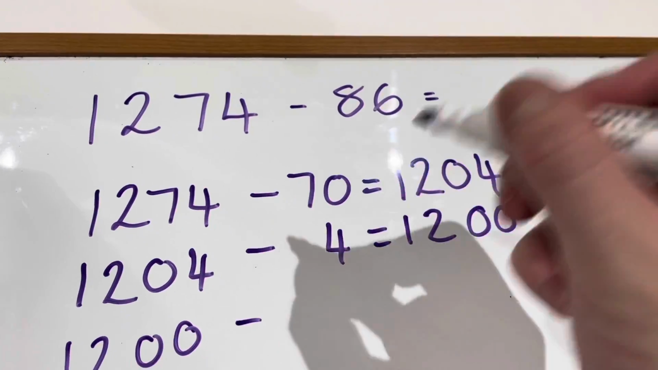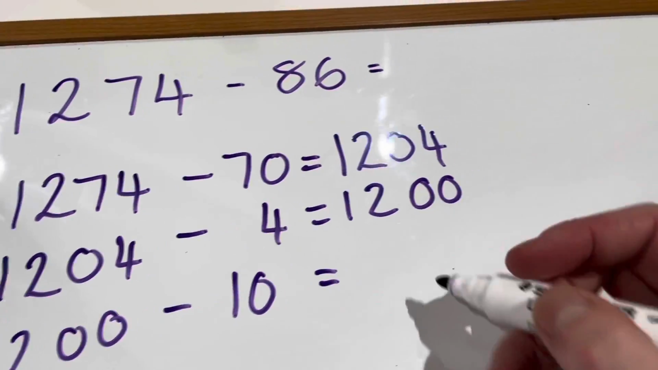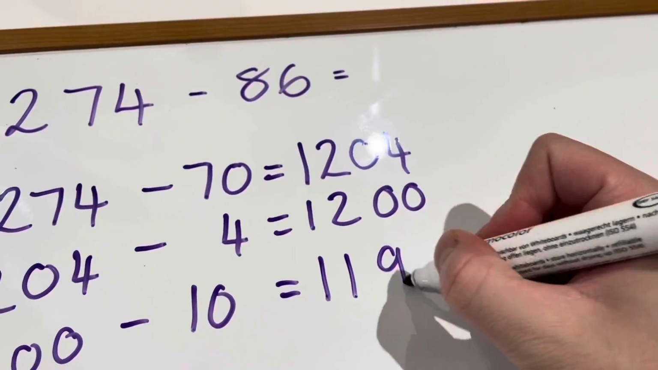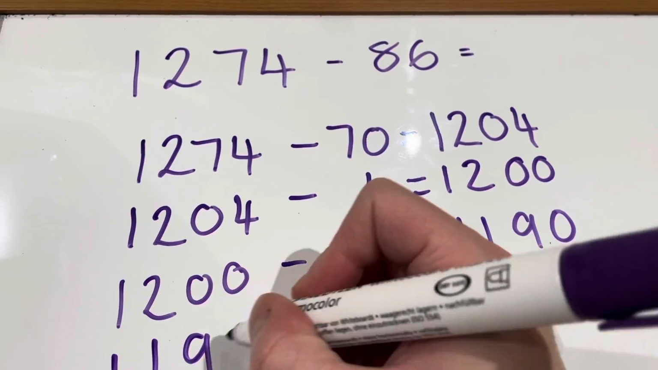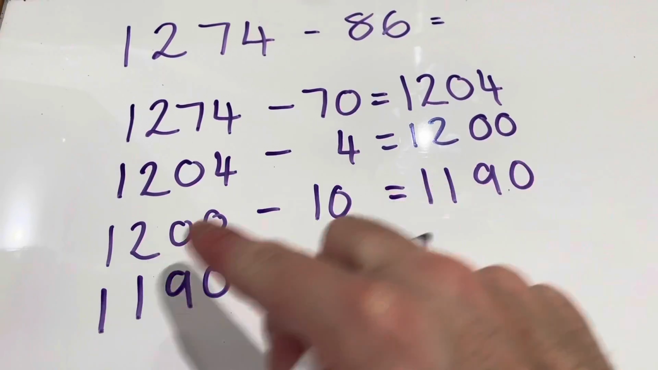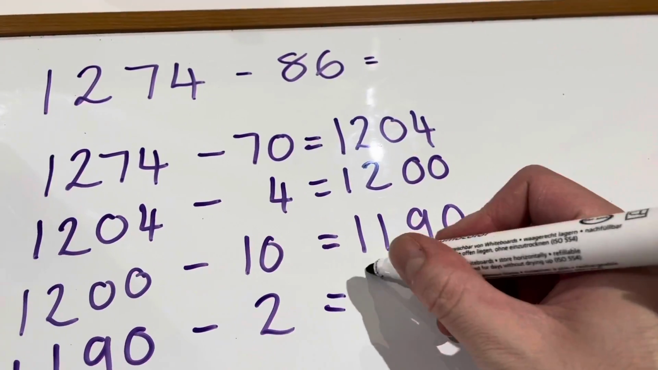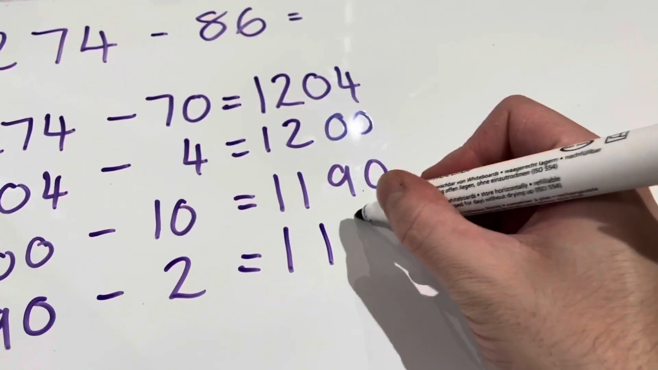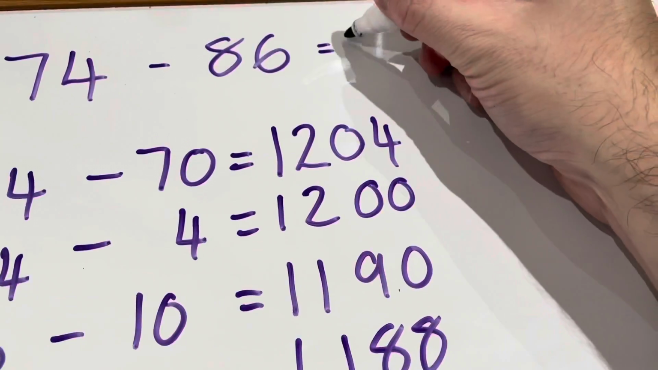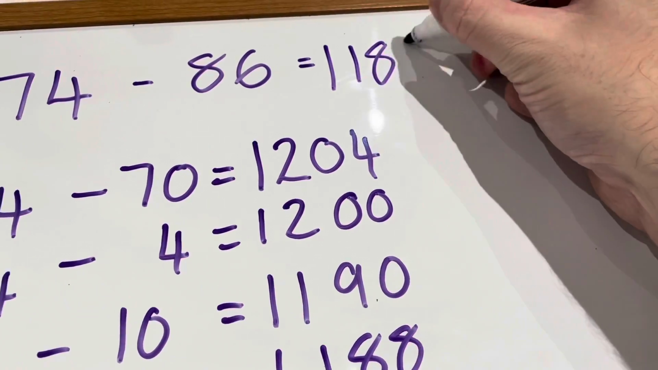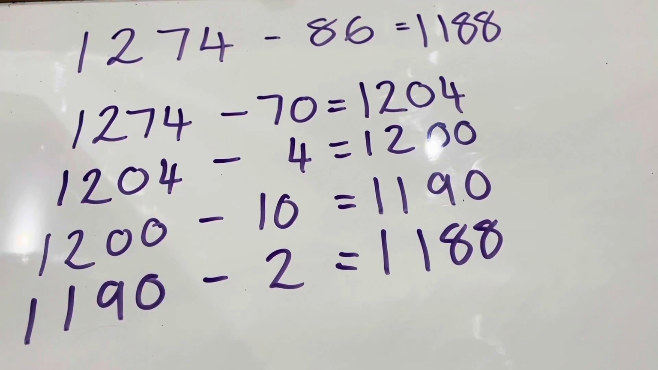1,200, take away 10, because that's easier for me. It's 1,190. Got 2 left to take away, 1,190. Notice every time I'm starting a new column, I'm starting with the number I finished with. Take away 2. 1,188. That's the answer. Come and put it back at the top. 1,188. Well done.